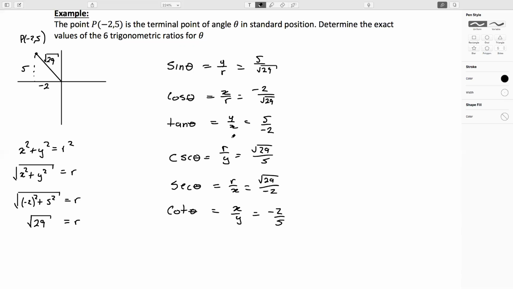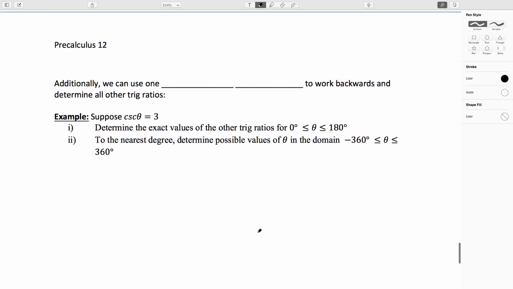All right, we're going to try one more problem. This one's going to be a bit of a doozy. This one's tricky, but it's based on the same type of thing. Additionally, we can use one trig ratio to work backwards and determine all other trig ratios. So instead of being given an angle, instead of being given a point, we're given a trig ratio. We need to use what we know about that trig ratio to find the side lengths, and then once we find the side lengths, we can go ahead and solve this question.